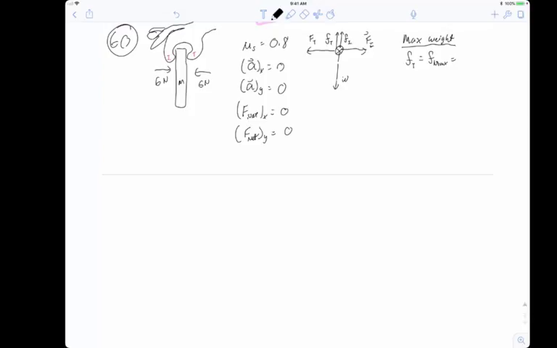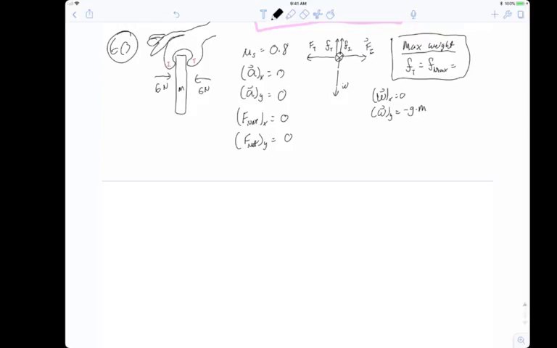Okay, so this is an aside. So let's start calculating. Weight in the x direction is 0. Weight in the y direction is minus g times m. Force from the thumb in the x direction is minus 6 newtons. Force from the thumb in the y direction is 0.